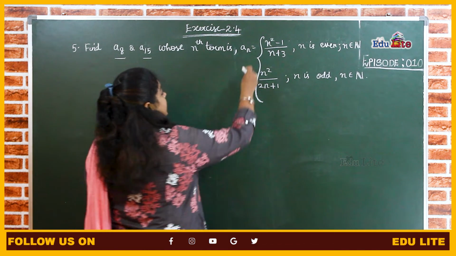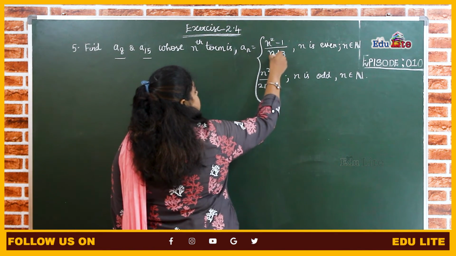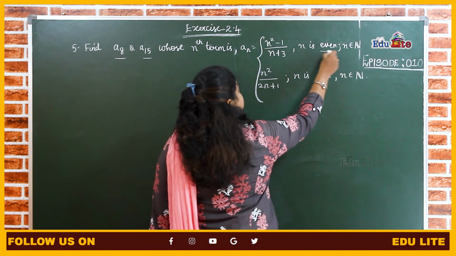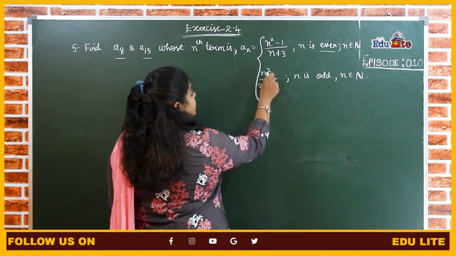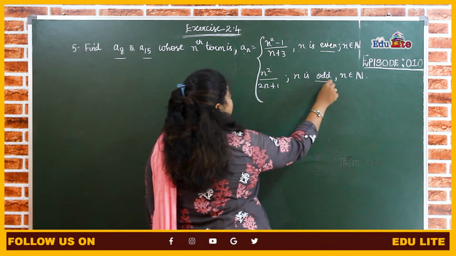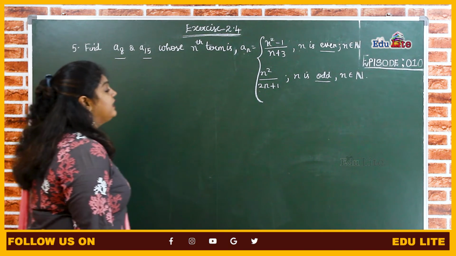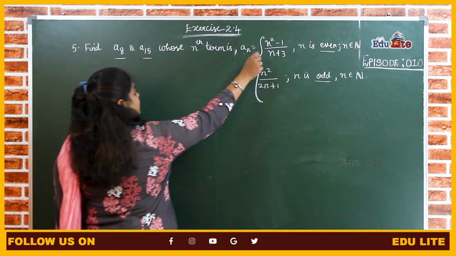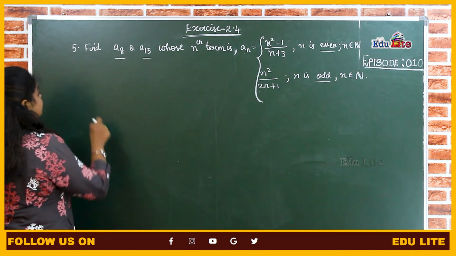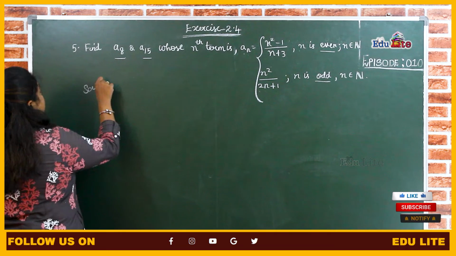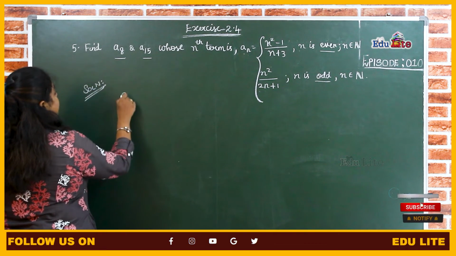Nth term is given. An is n square minus 1 by n plus 3 when n is even, and an is n squared by 2n plus 1 when n is odd. According to the n value, we have to consider the nth term and find out the value. Let us do one by one. First one we will find is A8.